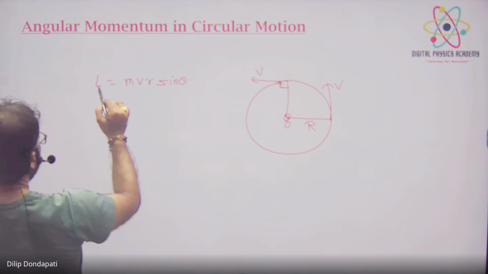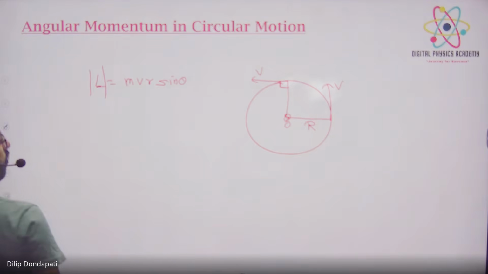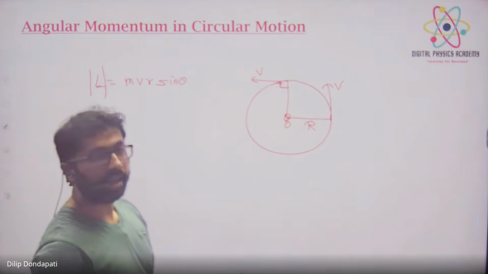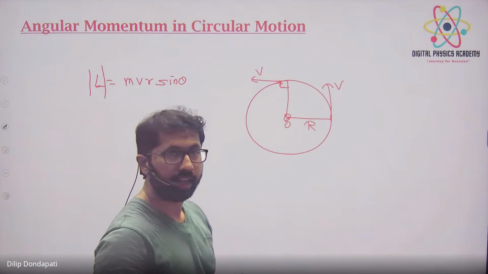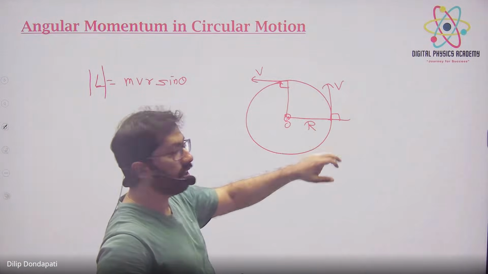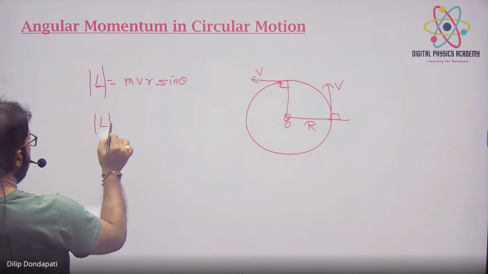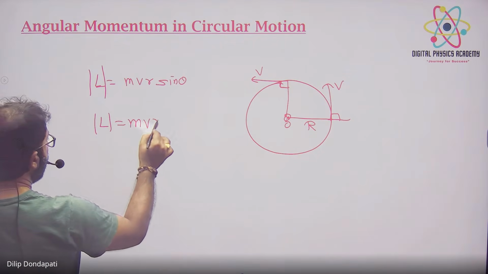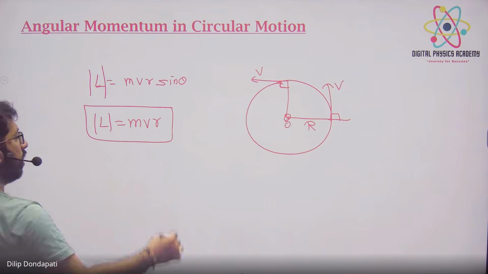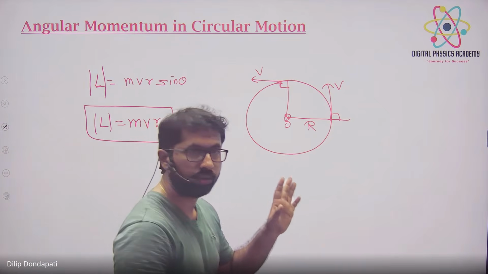Theta is how much? Theta is angle between R and V. So sin 90 कितना होगा? 1. So angular momentum is simply m v r. Whenever a particle is moving in a circular path, always use m v r.